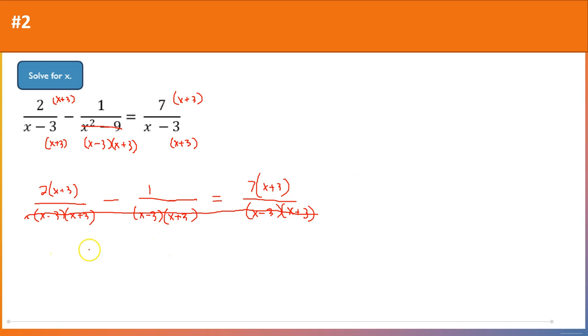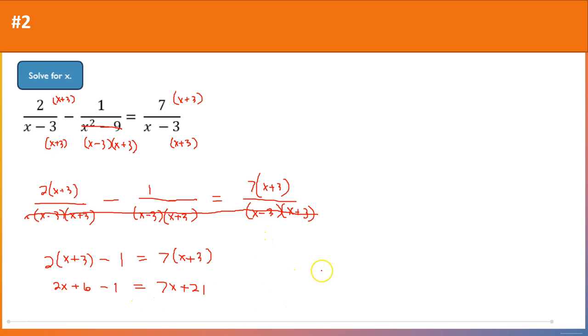So therefore, in the numerator we have 2. Let's write it out. It's going to be 2 times x plus 3, minus 1, equals 7 times x plus 3. Okay, this is only looking at the numerator. So now we're going to distribute the 2. This will be 2x plus 6 minus 1, and then we'll distribute the 7. So it'll be 7x plus 21.